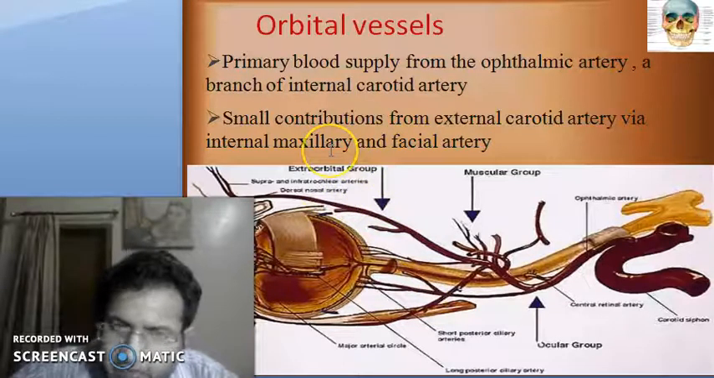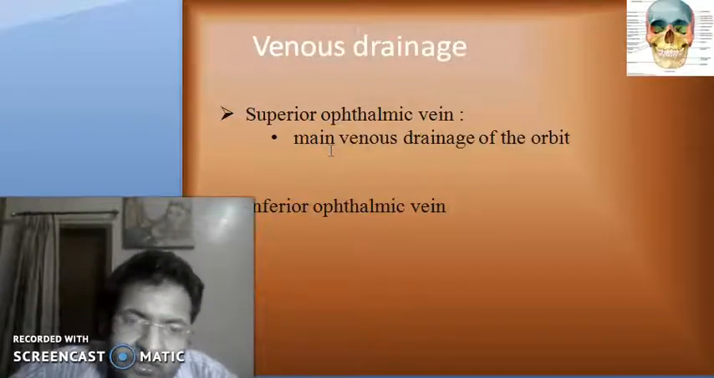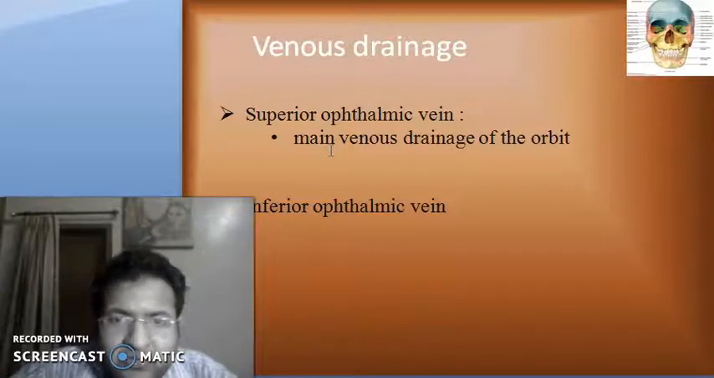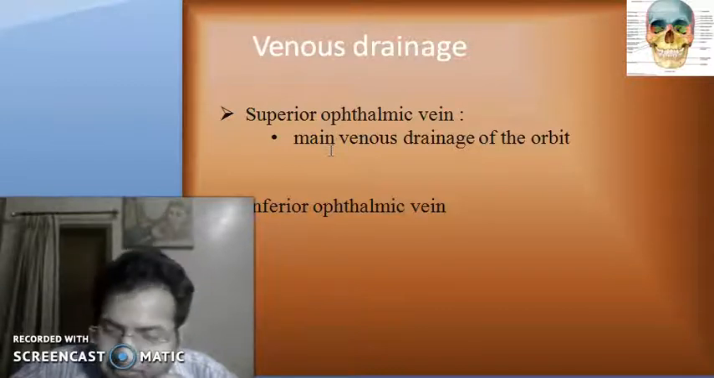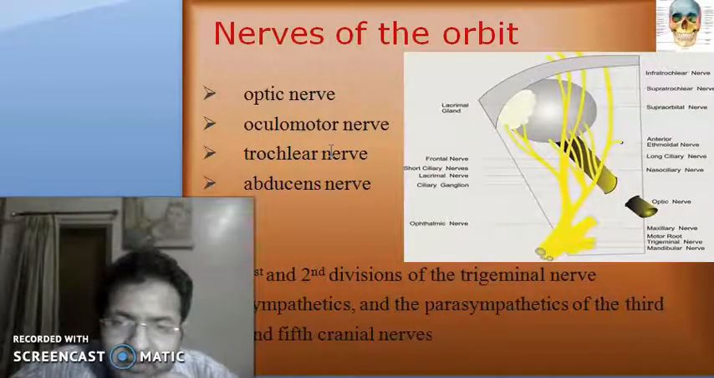Okay. Next is the venous drainage. The main venous drainage of the orbit is through the superior ophthalmic vein, and there is also an inferior ophthalmic vein which drains the orbit. And where do they drain? Into the sinuses.